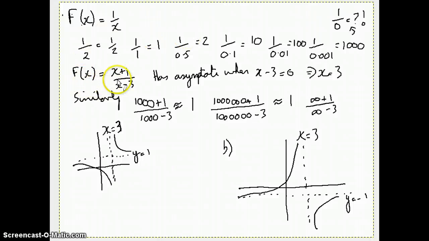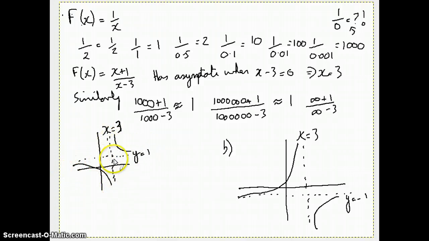So looking at the function we're actually given, this x plus 1 over x minus 3, what we're saying then is when this denominator is 0, we'll have an asymptote. So it's going to have an asymptote when x minus 3 equals 0, which I can rearrange, and implies that when x equals 3, there'll be an asymptote. So there's my first vertical asymptote, x equals 3.